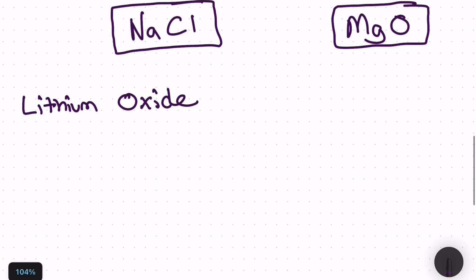Okay, so we have lithium oxide. Step 1, use the table, figure out the symbols. Lithium is Li. Oxide, you're going to use, it's an oxygen. Use the periodic table on your sheet to determine the charge.